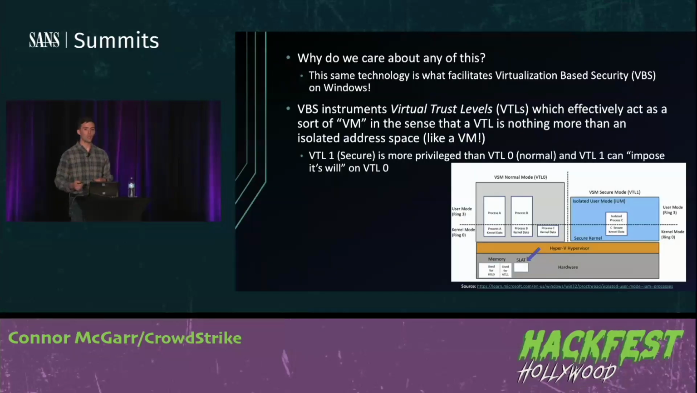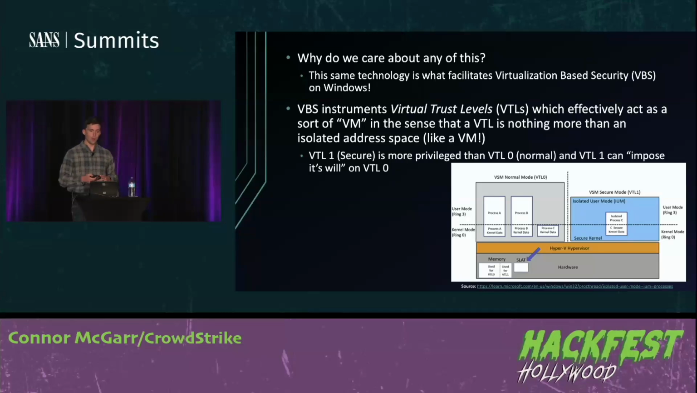So back to our original point, how do hypervisors prevent memory from being accessed in one region to another? All of this is the same technology which facilitates virtualization-based security, or VBS, on Windows. VBS is a special mode which instruments virtual trust levels, which really act as a VM in the sense of, well, it's not a VM because there's no virtualization of like the network stack or disk I/O, anything like that, but each VTL is treated as an isolated physical address space, just like a VM is.